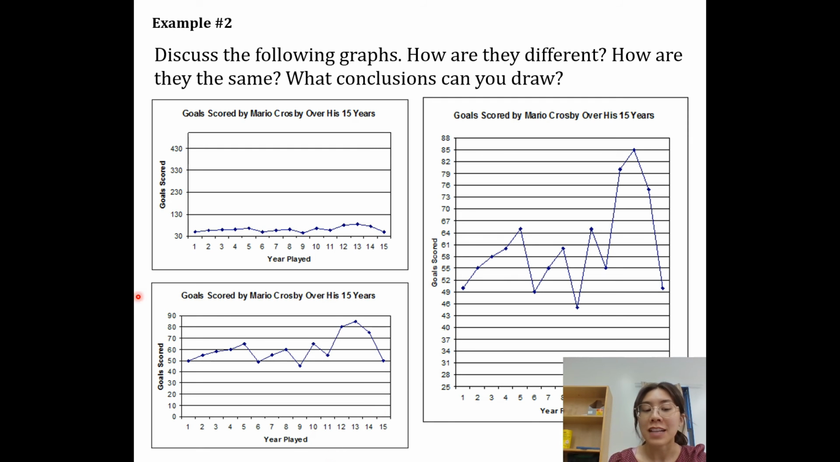And I hope that you had chosen this graph. The reason why it is not the first graph is, one, it is misleading and can lead us to think that Mario Crosby was a fairly weak player and didn't score as much as others. It is also very flat, which means that he didn't necessarily improve or anything like that over the years. So that can lead to false conclusions.